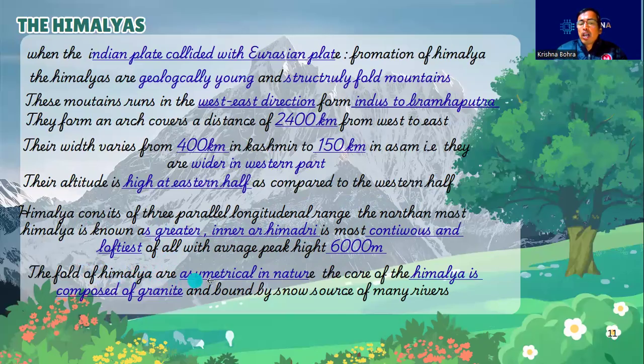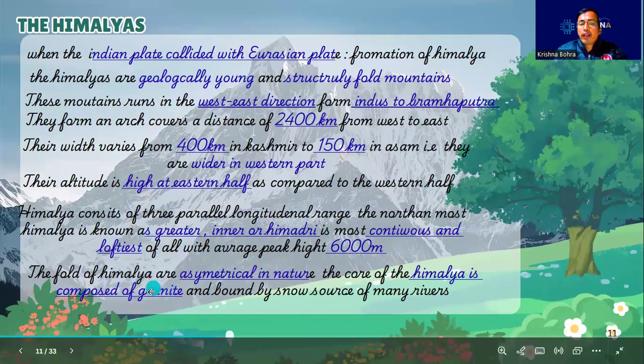These fold mountains are asymmetrical in nature. What is asymmetrical? When we break down a particular mountain range, the western, left part does not overlap with the eastern, right part. We call it asymmetrical basically. And the Himalaya is composed of granite.